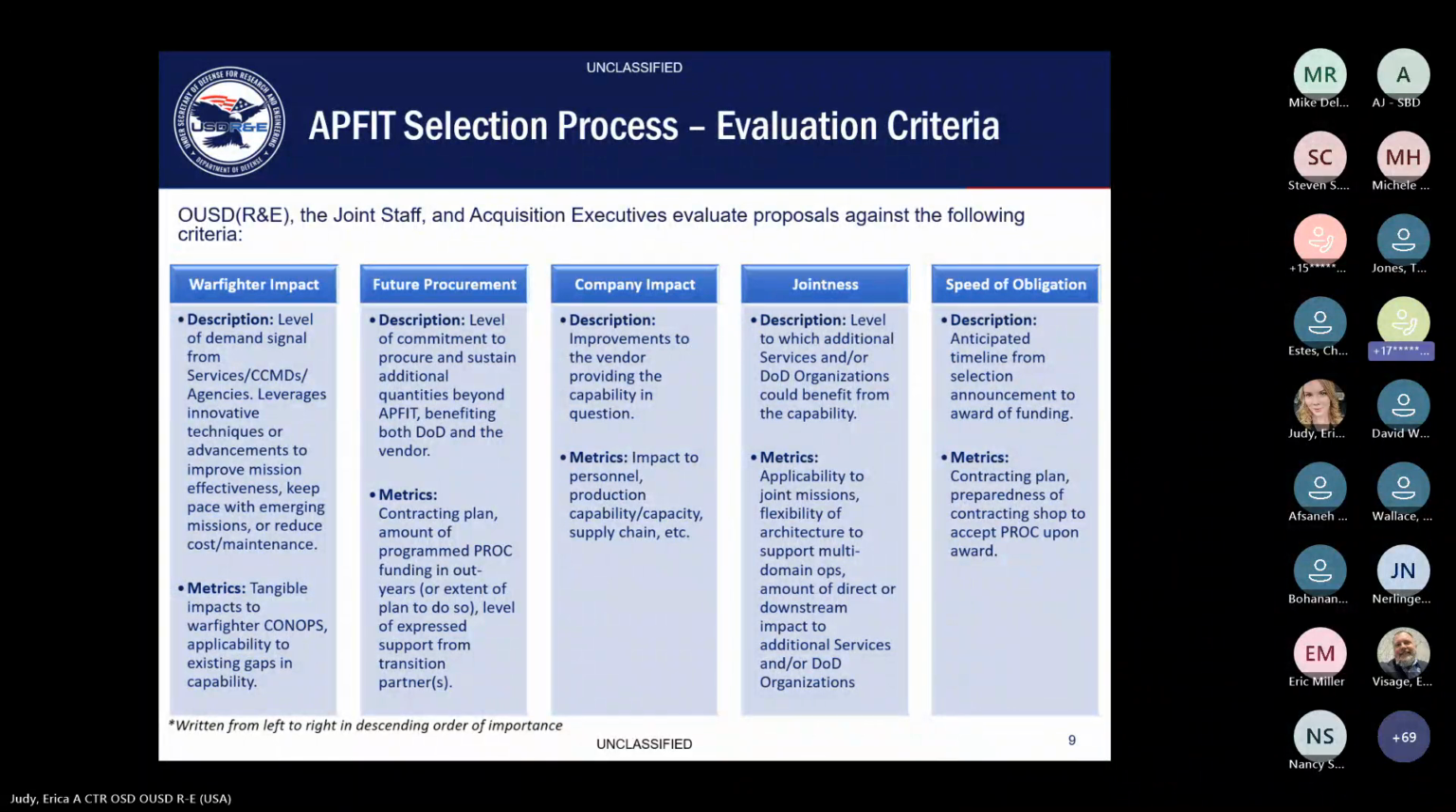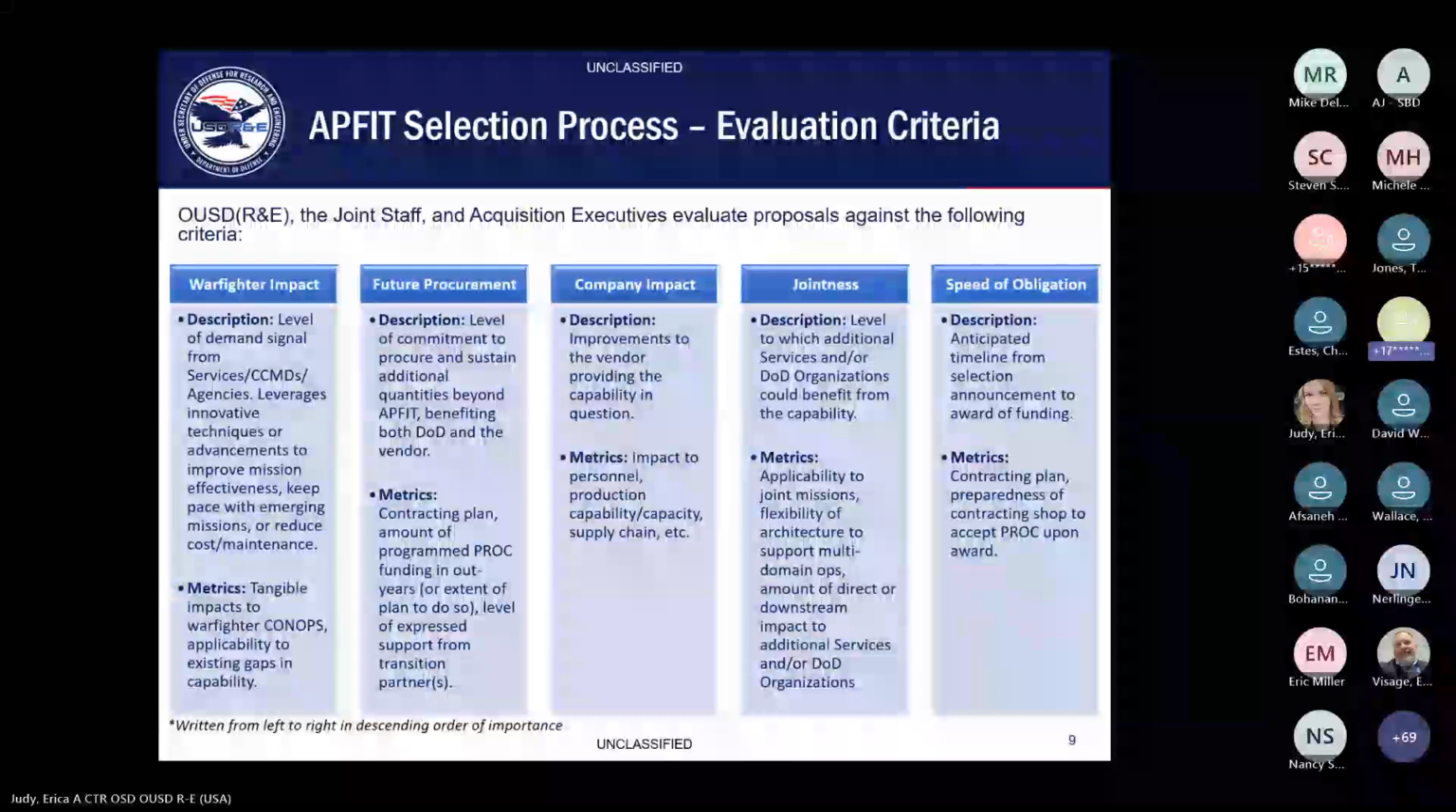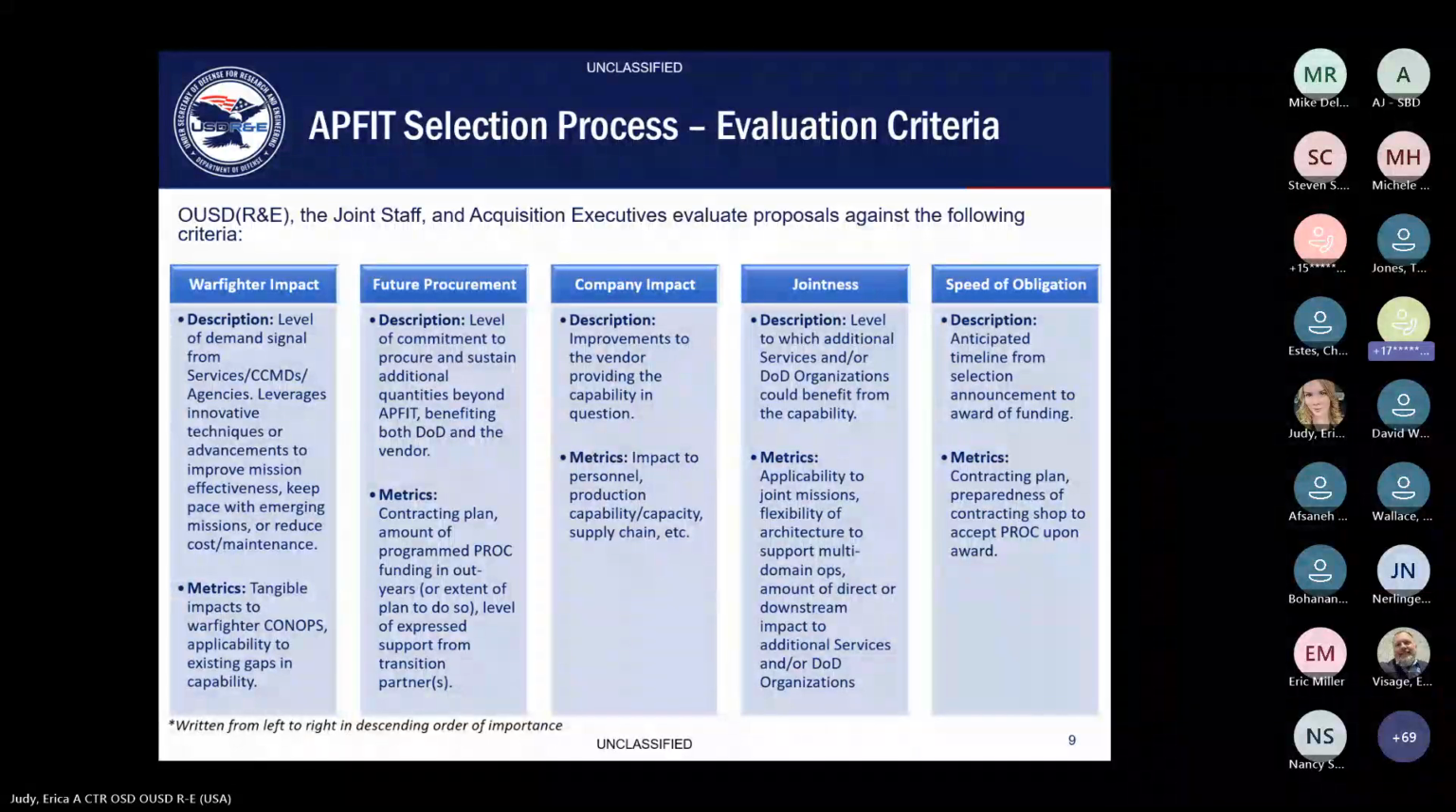And then that third criteria is the company. This is all about, are you truly a small business that has just recently graduated through the cyber world or whatever development cycle it may be? And is this APFIT award really going to make a big impact to the company?